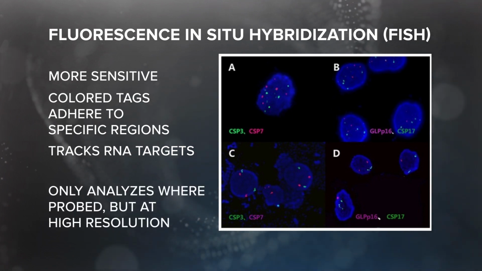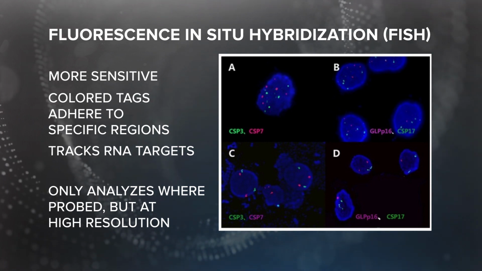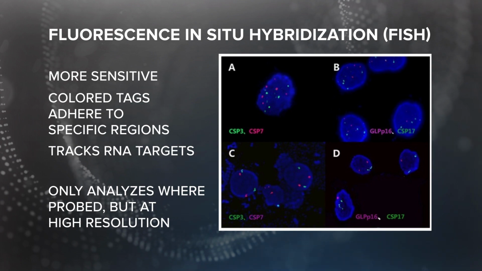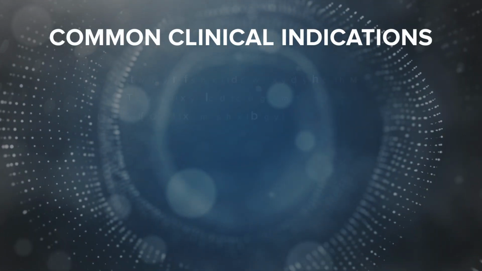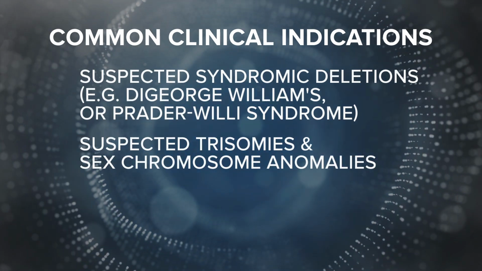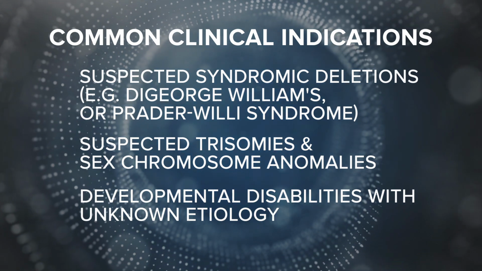One significant limitation of FISH is that it only analyzes the parts of the chromosomes where the probes hybridize. However, the probed areas are analyzed with high resolution. Here is a list of a few common clinical indications for FISH: suspected syndromic deletions, suspected trisomies and sex chromosome anomalies, or developmental disabilities with unknown etiology.